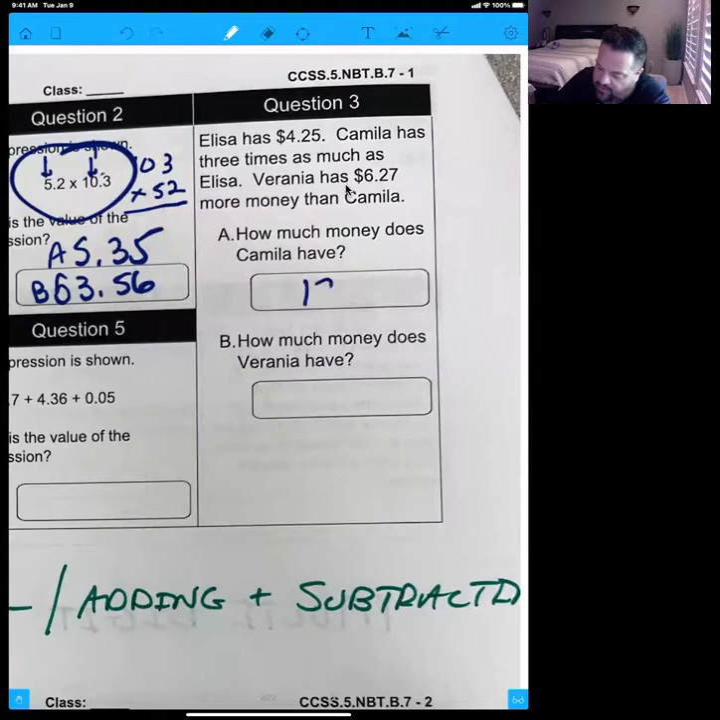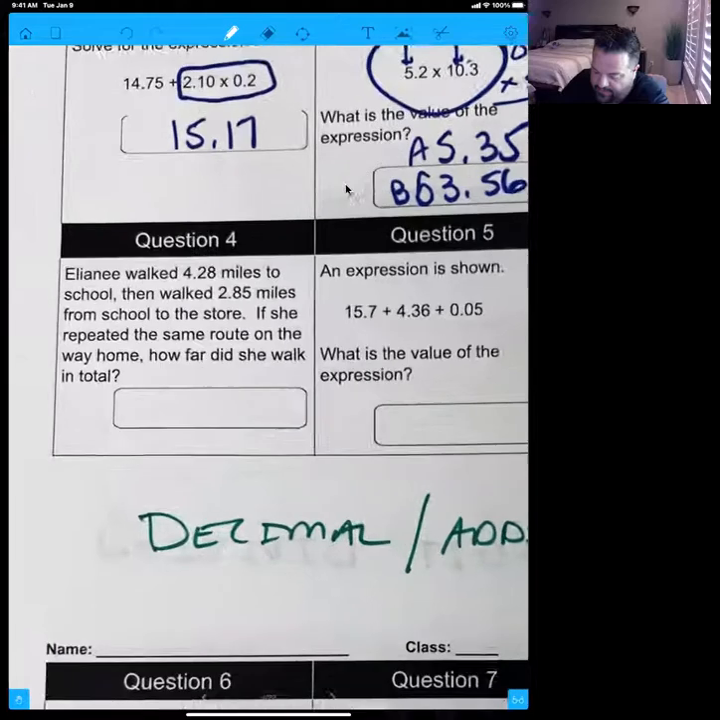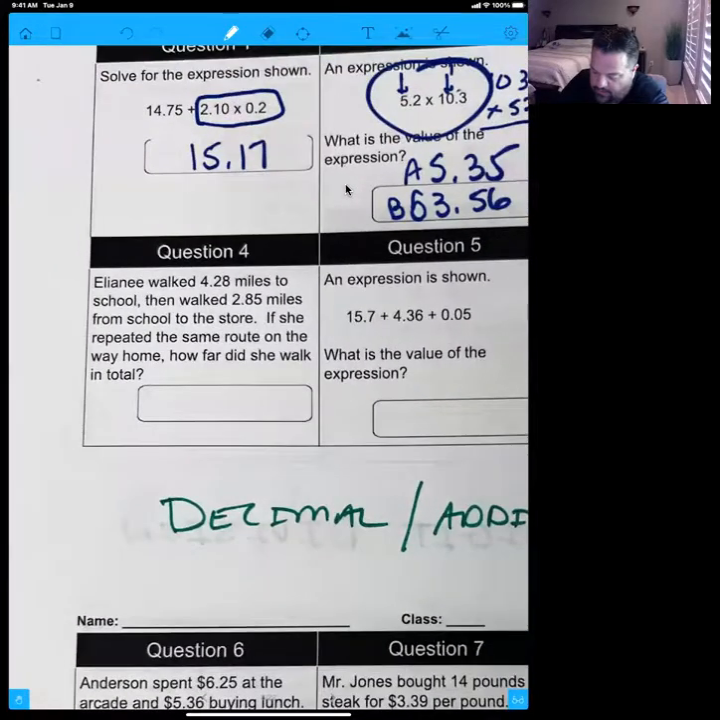You should have gotten $12.75 and then 19.02. Take a look at number 4.